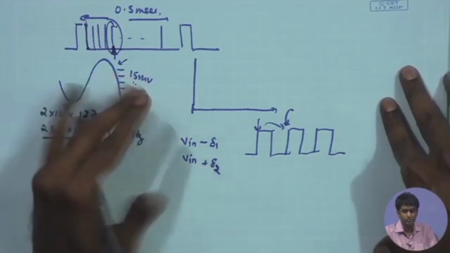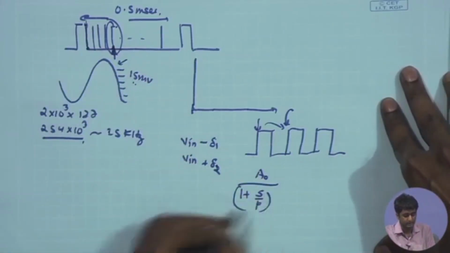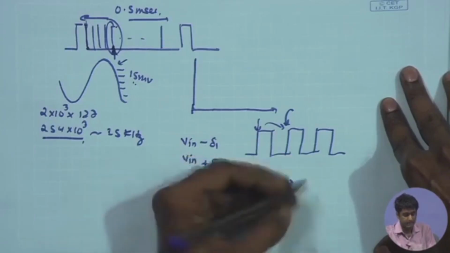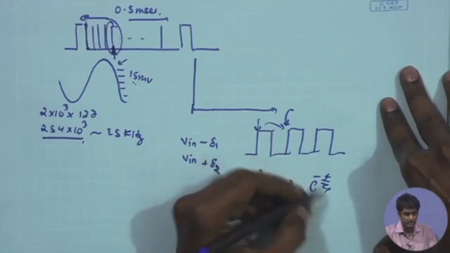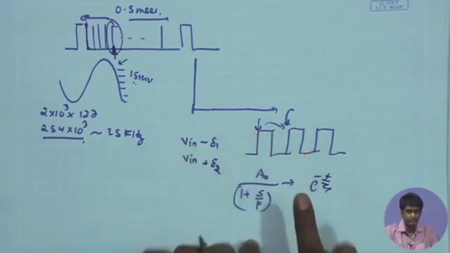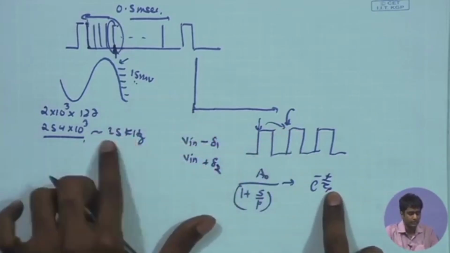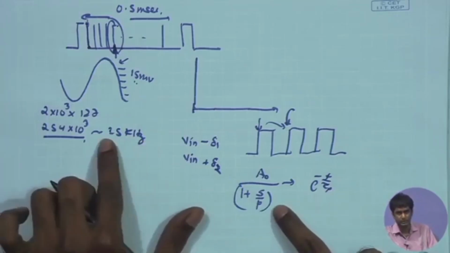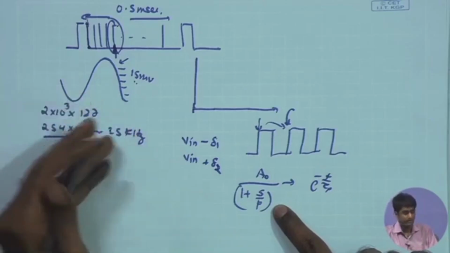Remember, if you are having an open loop amplifier which you are using as a comparator with the transfer function A0 upon 1 plus s upon p, its overall time domain response will be given by the exponential factor e to the power minus t upon tau p, where tau p is 1 upon p, and in order to make that time constant sufficiently smaller than this time period, so that the comparator can respond fast within this one period, I would like to make sure that the pole frequency of the amplifier that we are using is sufficiently higher than this 25 kilohertz.